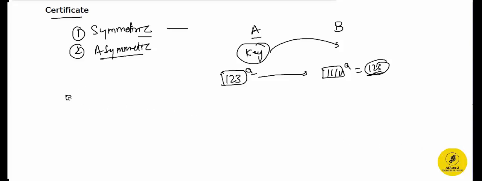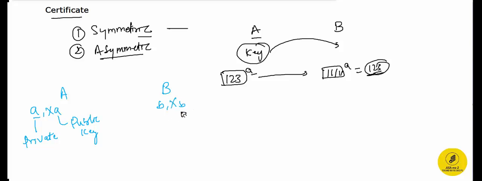So for asymmetric, let's again take the same example. Let's say A and B. A needs to send something to B. Before that, they both need to create a key pair. So A will create a key pair a and XA, where a is the private key of A and XA is the public key of A. B will also create a key pair where lowercase b will be the private key of B and XB is the public key of B.